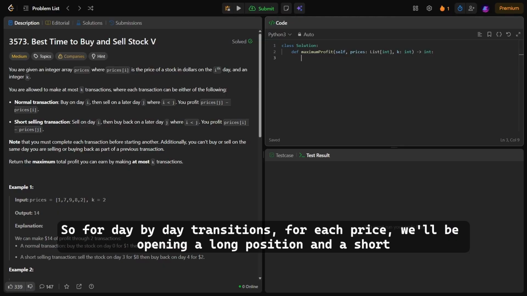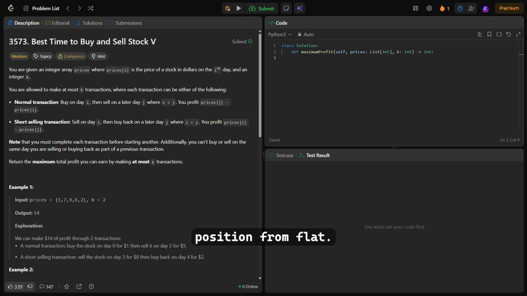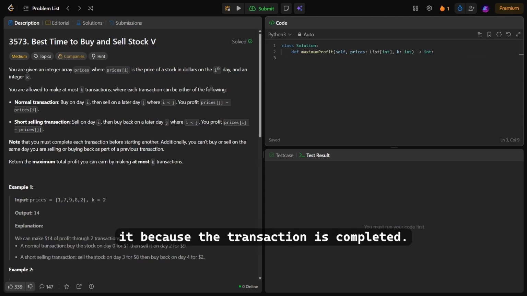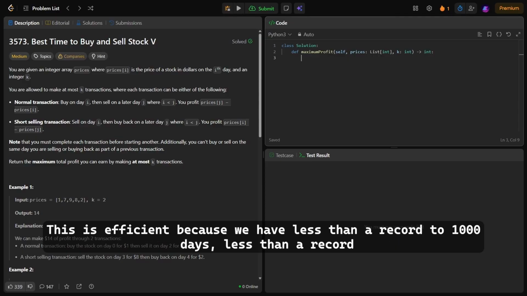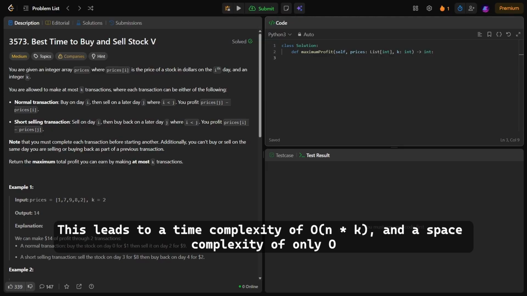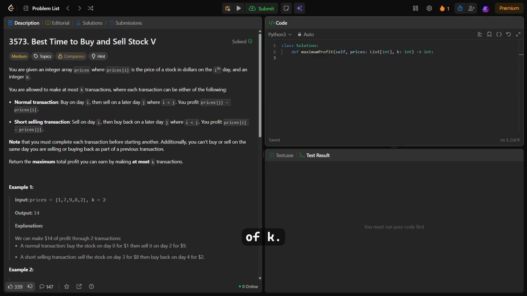So for the day by day transitions, for each price, we'll open a long position and a short position from flat. From long, we'll close it because the transaction is completed, and from short, we'll close it because the transaction is completed. Each transaction updates profit accordingly. This is efficient because we have at most 1000 days, at most 500 possible transactions, and a constant 3 states per transaction. This leads to a time complexity of O(n times k), and a space complexity of only O(k). This is fast enough and clean.